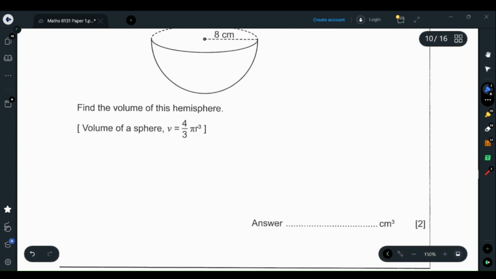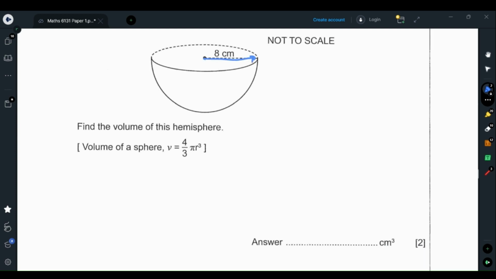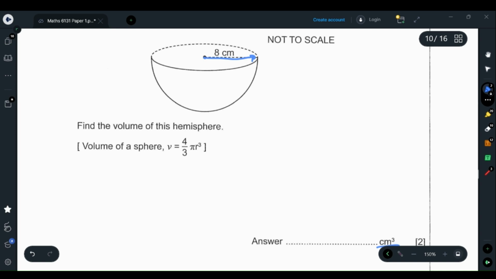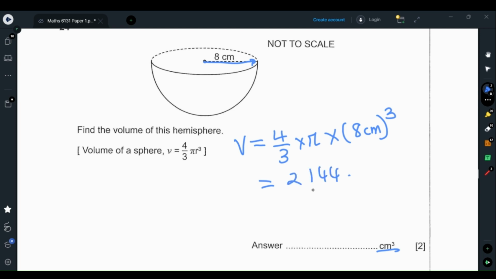Find the volume of the hemisphere. This one is easy. We are given the formula and the radius is 8 centimeters. The volume should be in cubic centimeters. So just go ahead and do that. We'll say 4/3 times pi times 8 centimeters, everything cubed. And then press that on your calculator, and the final answer will be 2144.66 cubic centimeters.